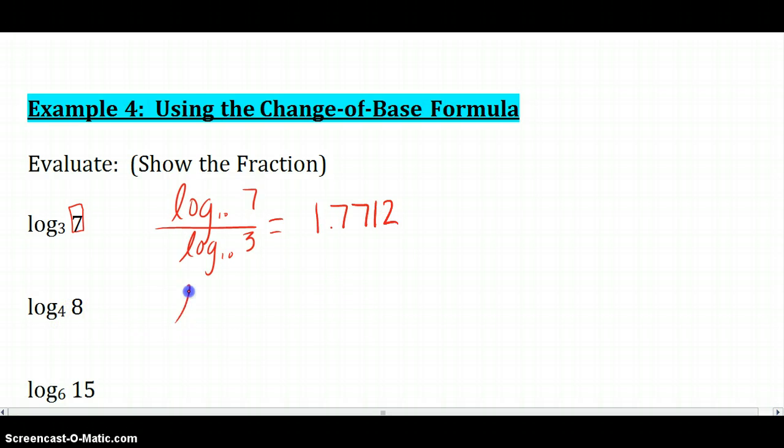On the next one, same thing. To change the base so we can use our calculator, because our calculator doesn't really do base 4, it just does base 10. Change it to log of 8 divided by log of 4. And you can write 10 here if you want, but remember you don't have to write it if it's a 10 because it's just given that that's base 10. If you type log of 8 divided by log of 4 in your calculator, you get 1.5.